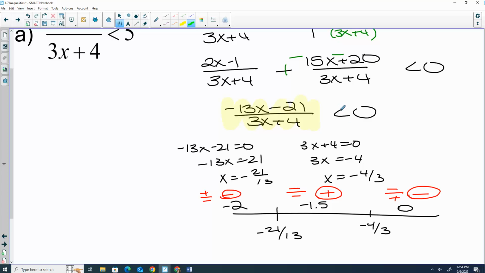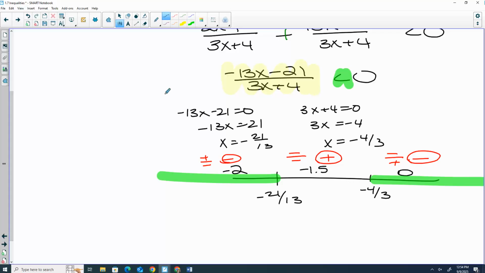Then we look, I wanted less than 0, so that's negatives. There was no equal to, so I don't have to worry about the brackets anyway. So it's just negative infinity to negative 21/13ths, union negative 4/3 to infinity.